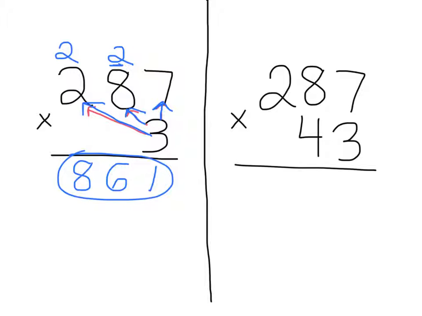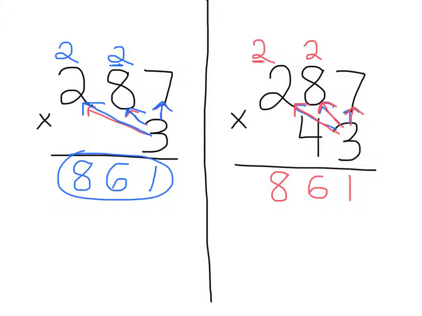Now over on the right here, we have a 3-digit number times a 2-digit number. So we are going to multiply the 3 here times the ones, then times the tens, then times the hundreds, just like we did before. So now 3 times 7 is 21. The 1 goes here, carry the 2. Now we'll multiply times the tens. 3 times 8 is 24, plus 2 is 26. So the 6 goes here, and we carry the 2. And 3 times 2 is 6, plus the 2 is 8.